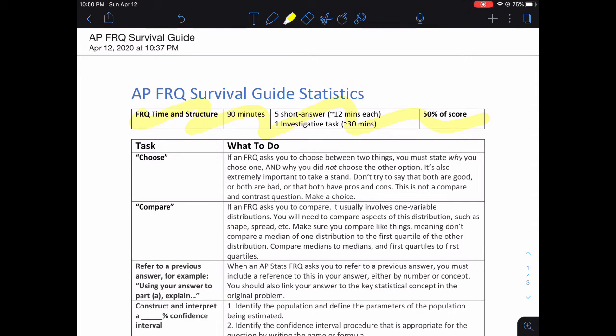It's extremely important to take a stand. Don't try to say that both are good or both are bad. It's not a compare and contrast question. They want you to make a choice and justify.